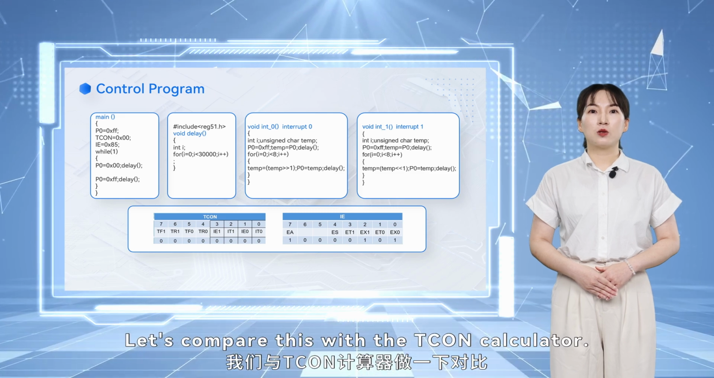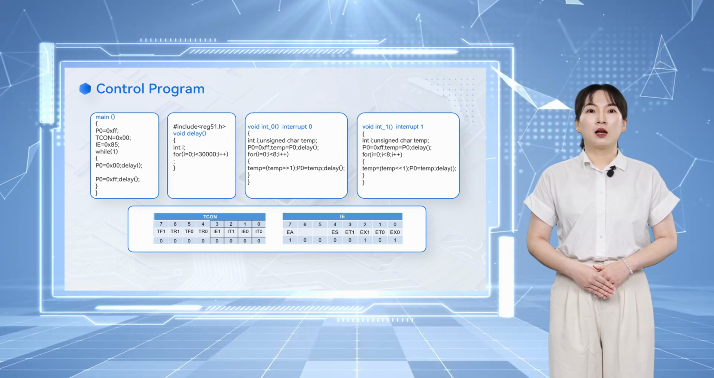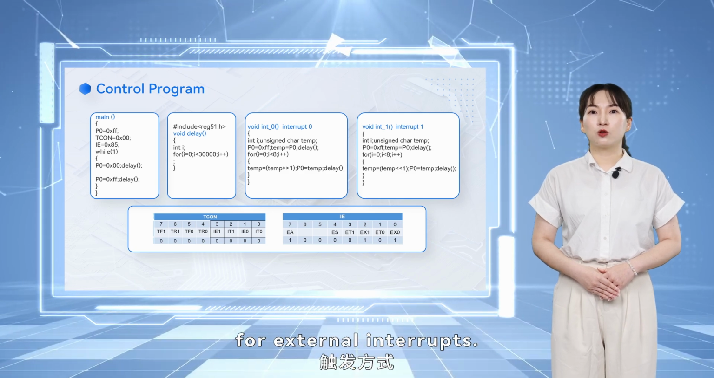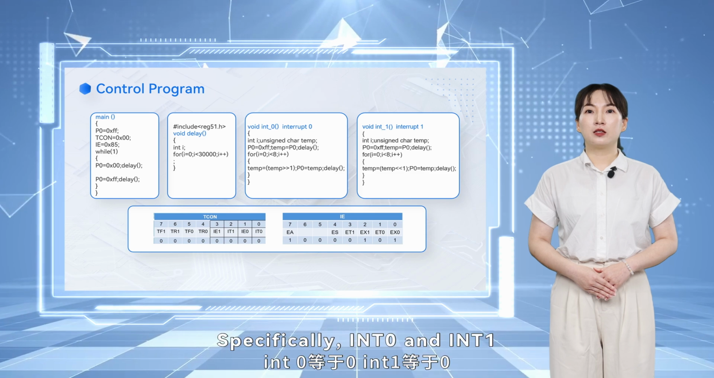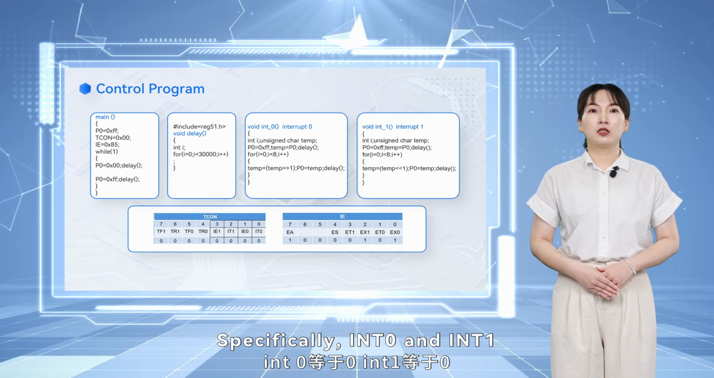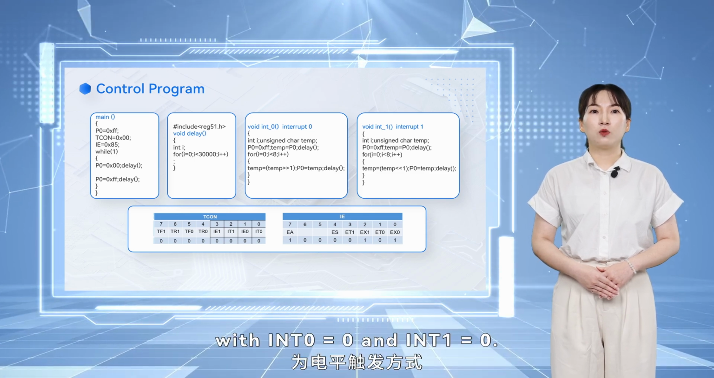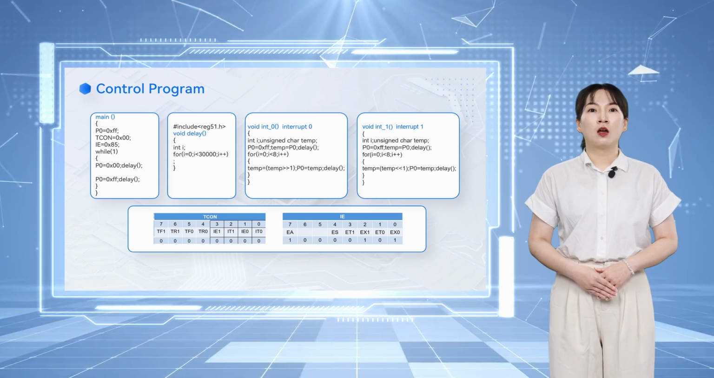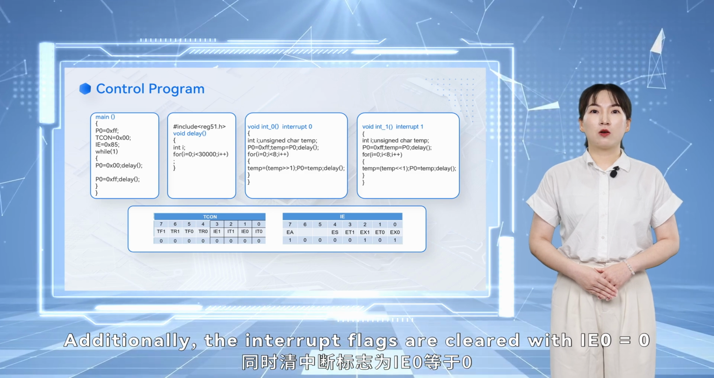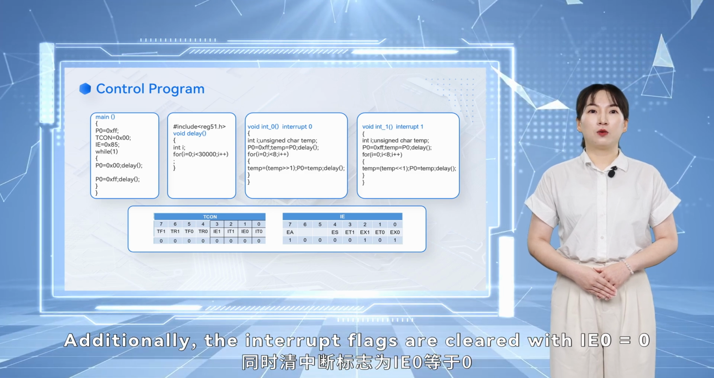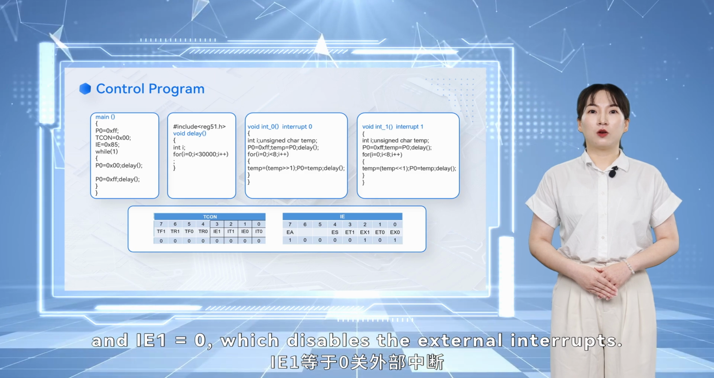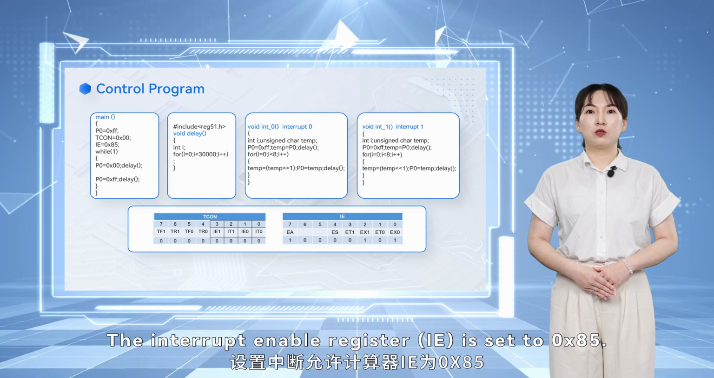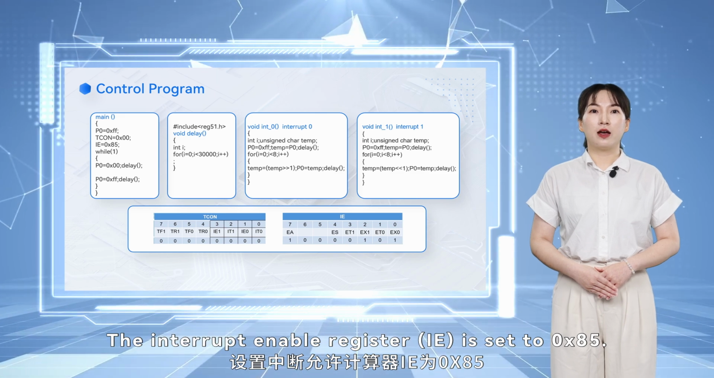Let's compare this with the TCON calculator. We can observe that the actual configuration involves setting the trigger mode for external interrupts. Specifically, INT0 and INT1 are set to level triggered mode with IT0 equals 0 and IT1 equals 0. Additionally, the interrupt flags are cleared with IE0 equals 0 and IE1 equals 0. The interrupt enable register, IE, is set to 0x85.